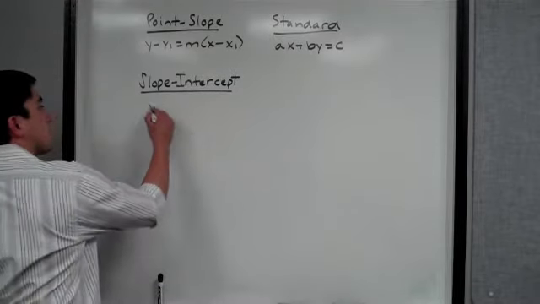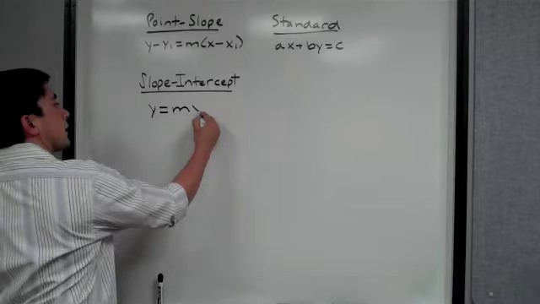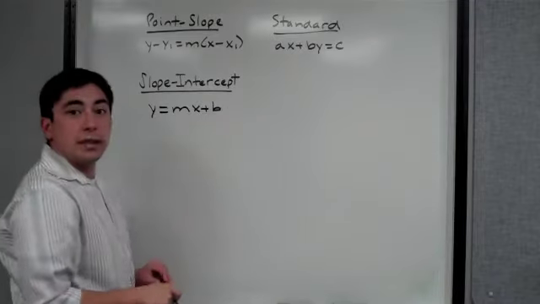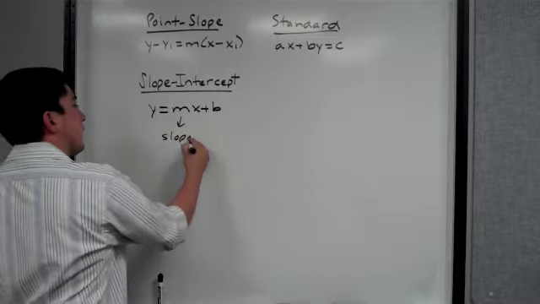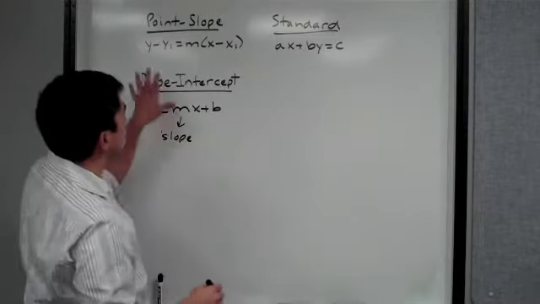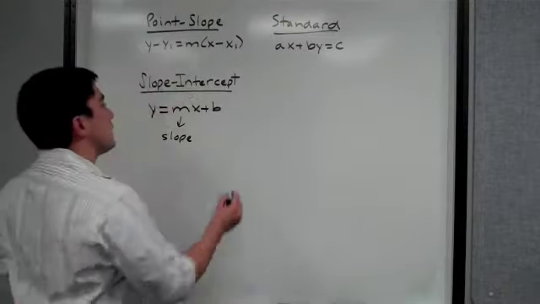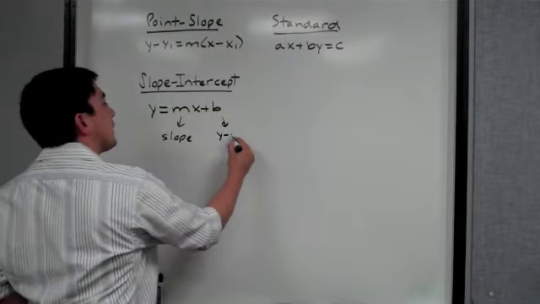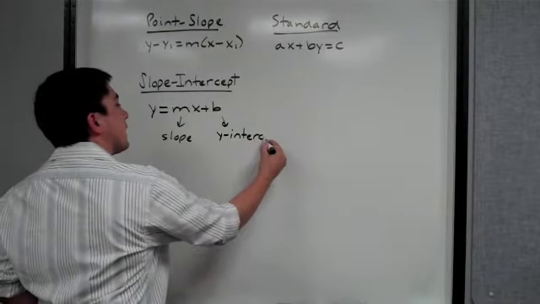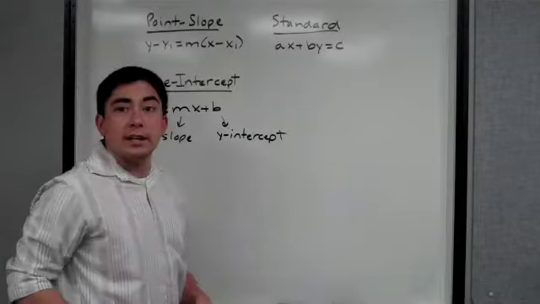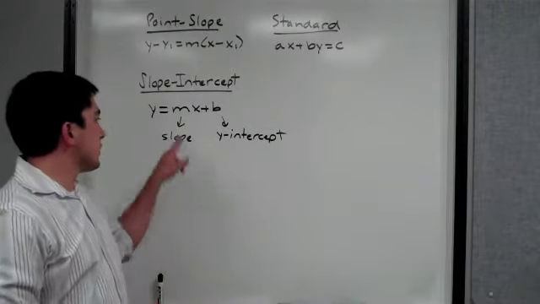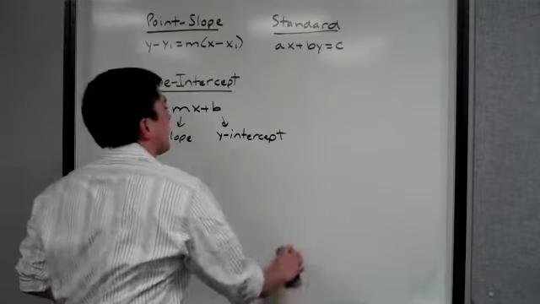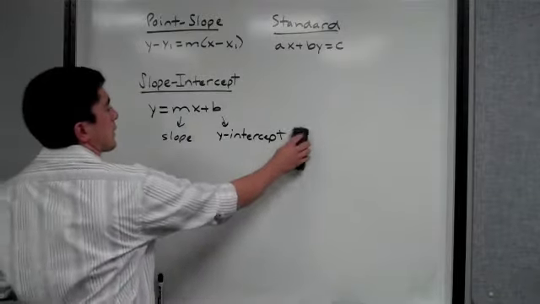Now slope-intercept is y equals mx plus b, in which m is your slope, as we've done before, and to use process of elimination here, we use slope. Now, b is our y-intercept. And again, y-intercept means that's where it crosses the y-axis when you graph this. So again, m is your slope, b is your y-intercept, okay?